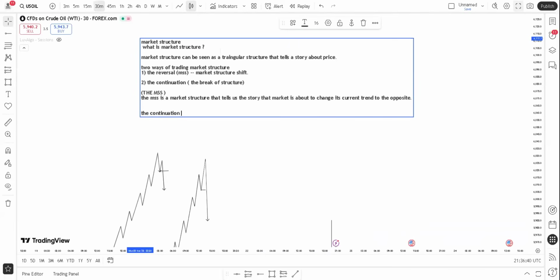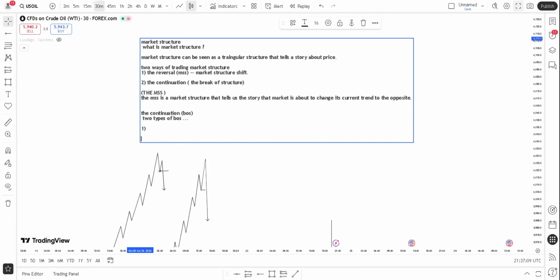Now, under the continuation, we have the break of structure, which is the BOS. Now, we have two types of BOS. Did they teach you that? Did they tell you anything like this? Do you know that we have two types of break of structures? Bearish and bullish break of structure, right?